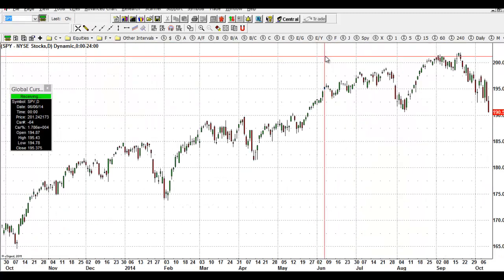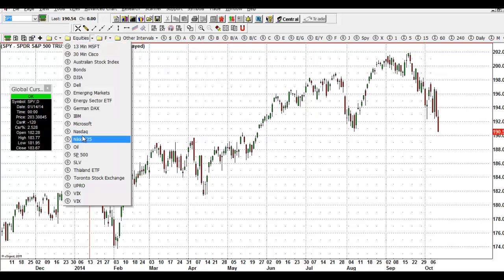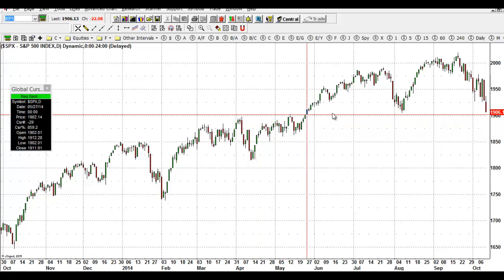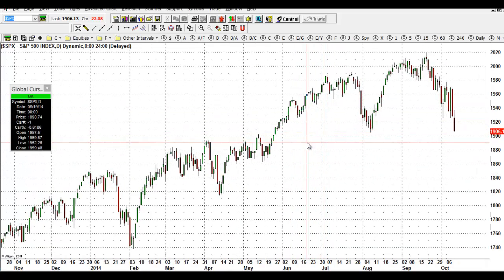Okay, taking a brief look at the S&P 500. Let me just take a look at the index and not the ETF. Okay, the S&P 500 index, this is a daily chart of the S&P 500, made a new high in mid-September and has collapsed down. Now, critical support in this market is down at the 1900 level.